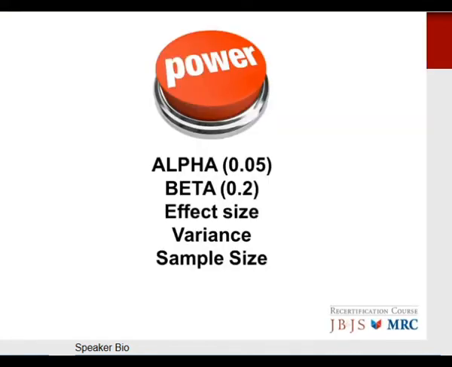What influences power? 5 things. Where we set our alpha level, so 0.05 is going to do that. The beta error, 0.2, these are standard things, but you can change them if you like. And then 3 additional ones: effect size, variance, and sample size. So let's go through these because I think they're legitimate questions to ask.